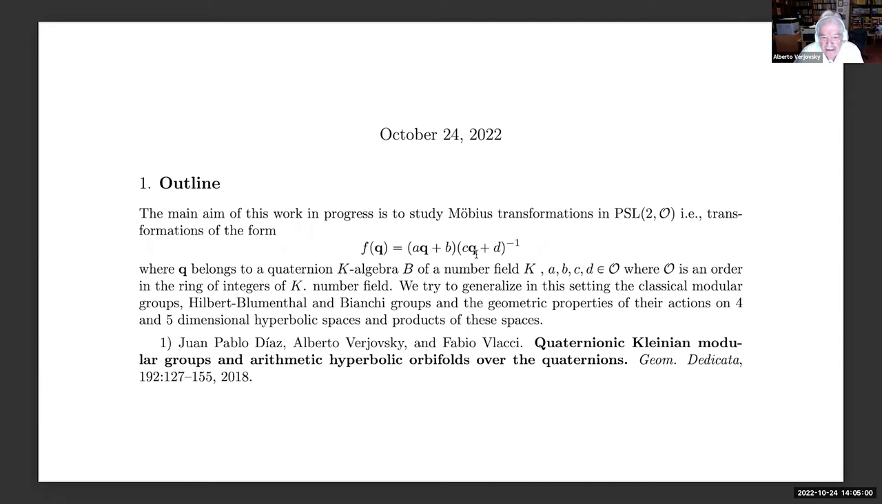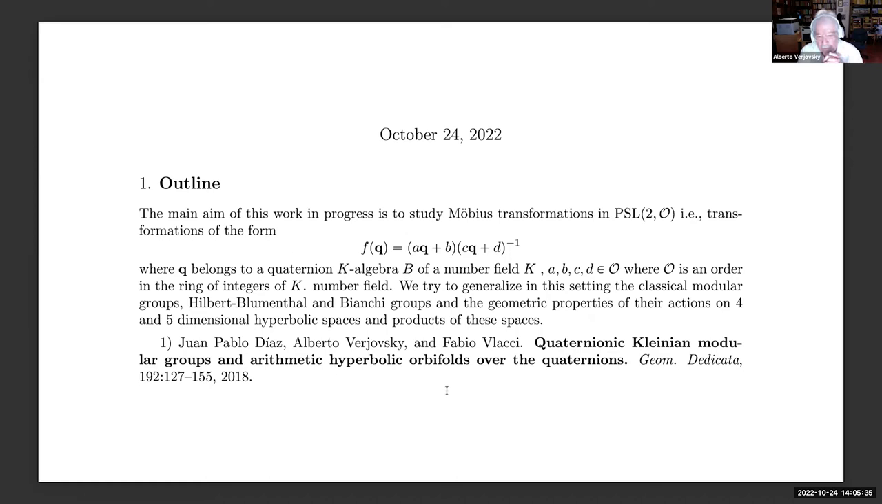The range where q varies will be a quaternion algebra over a number field K, and a, b, c, d are going to belong to an order of the ring of integers of K. I will explain a little bit about that. What I'm trying to do is to generalize in this setting the classical groups of Hilbert, Blumenthal, Bianchi, and see their properties and their actions. They act in the natural way on five-dimensional hyperbolic space, products of hyperbolic spaces of dimension 4, etc.